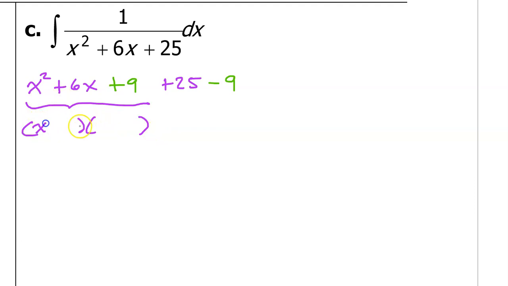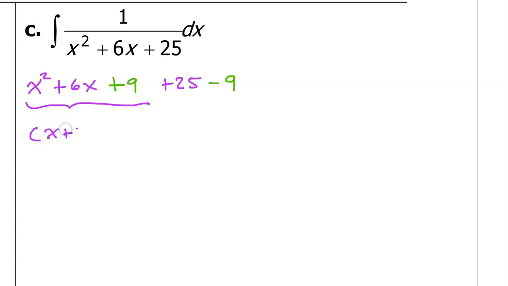X squared is x times x. 9 is 3 times 3. I see this as a positive 6, so these will both be positive. X plus 3 times x plus 3 is the same as x plus 3 squared. So let's write it that way instead.